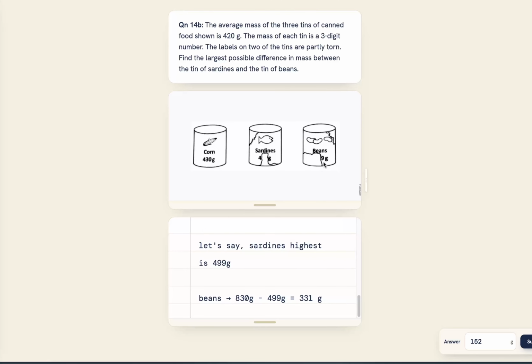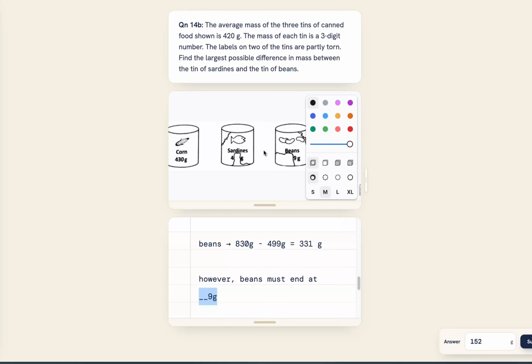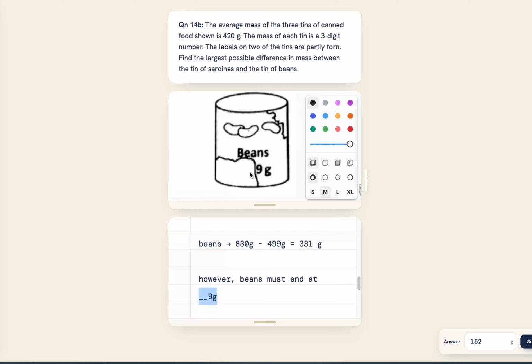But the beans must end in 9. So the beans have to end at 009 grams, right? Because from the picture, beans is 0 something something 9 grams.